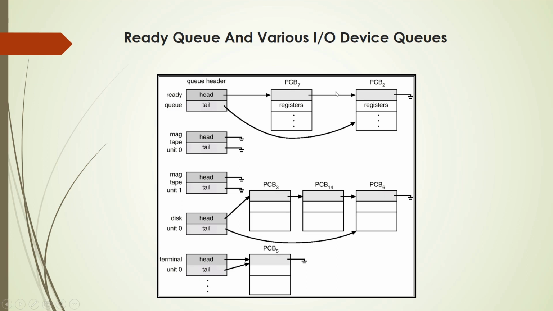Similarly, there is a device queue for magnetic tape, and the head and tail are initially null. There is also a disk unit which has three processes, process 3, process 14 and process 6, where the head points to the first process and the tail points to the last process. In between there can be several processes, process 3, then process 14, then process 6, all represented using a process control block. The PCB contains all the information associated with a process.